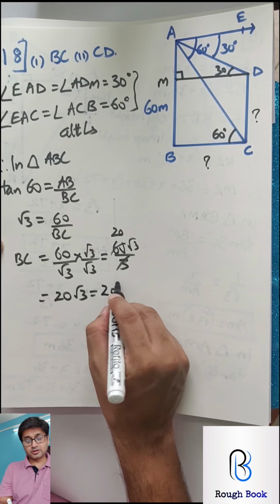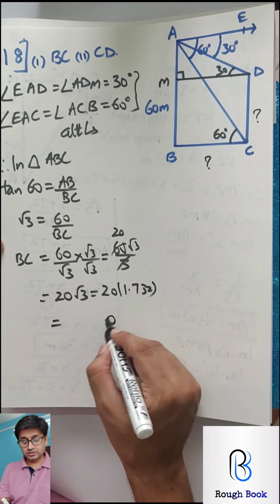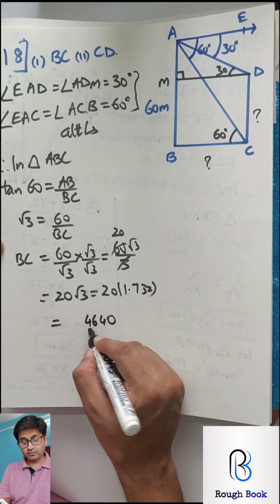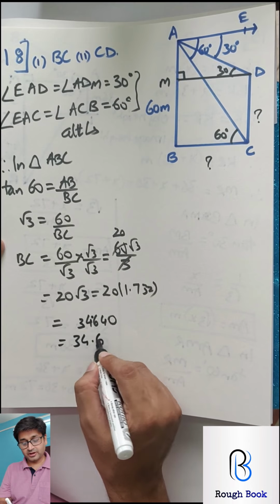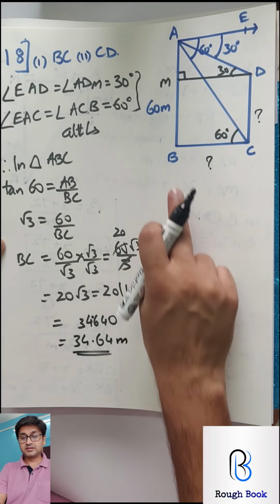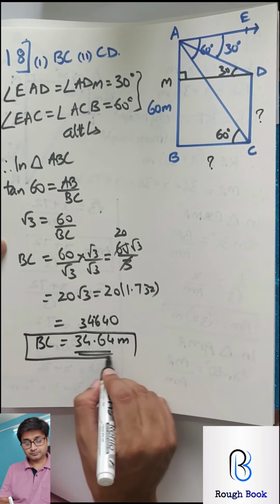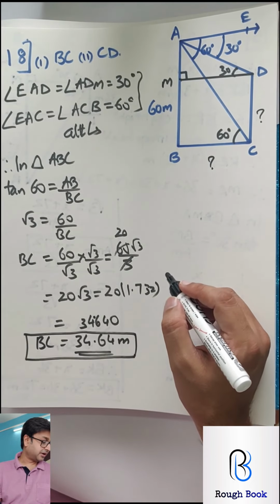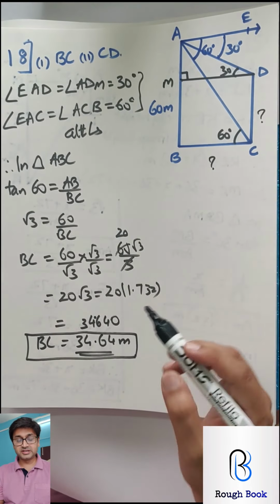Get it in decimals. So 20 by 1.732. So 2, 0, 2 2s are 4, 2 3s are 6, 14, 2 1s are 2 and 1 3, and 2 decimals. So 34.64 meters is BC. That's the first target that we wanted. Yeah. So sum number 18 directly asked the horizontal distance between these two, which is BC we found.